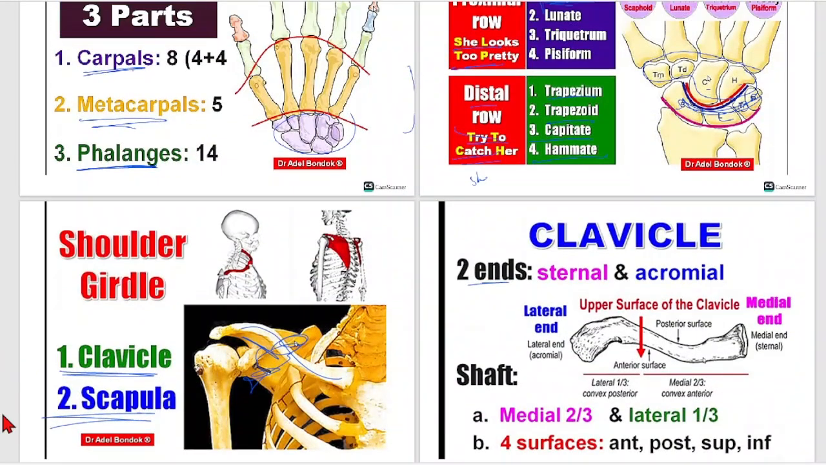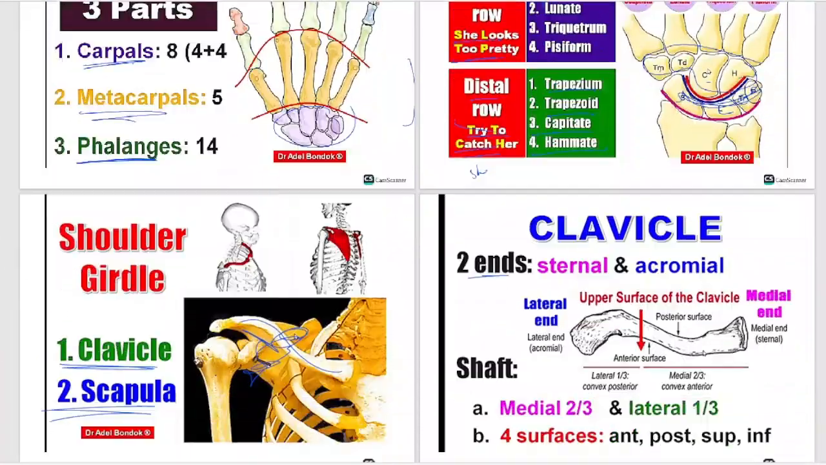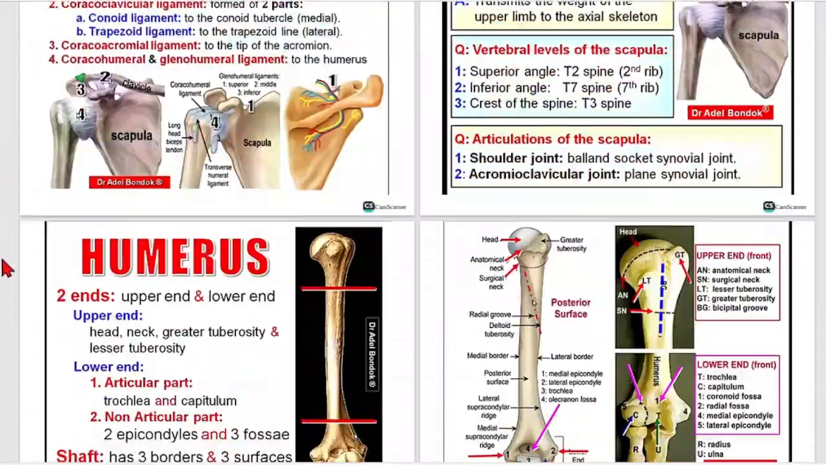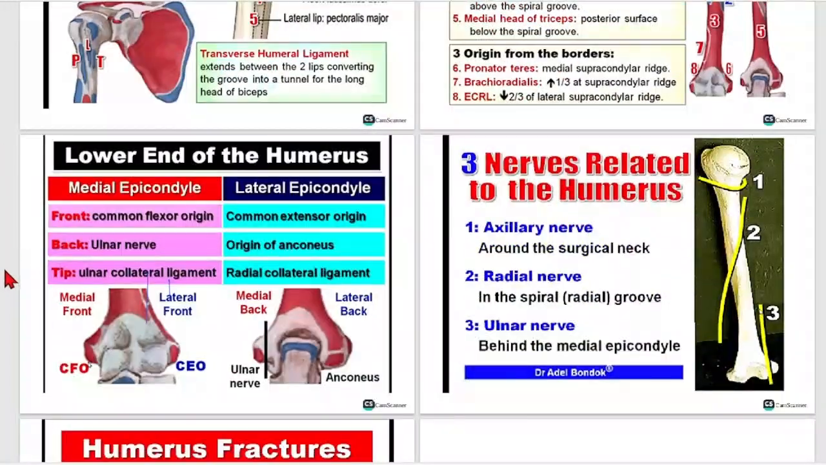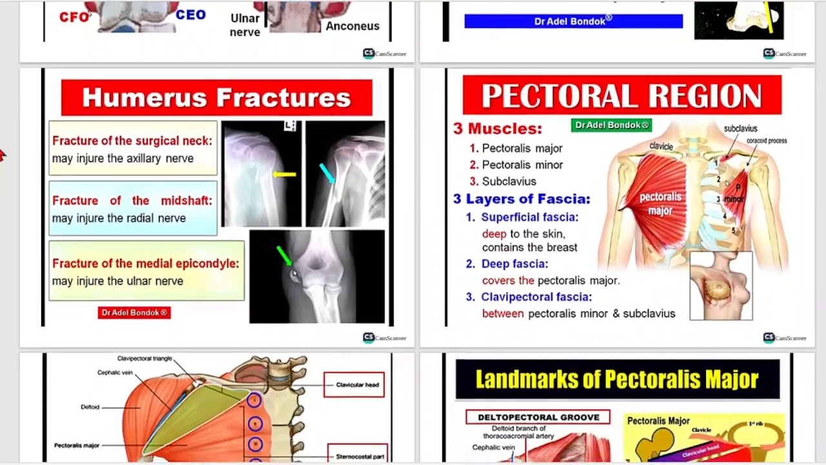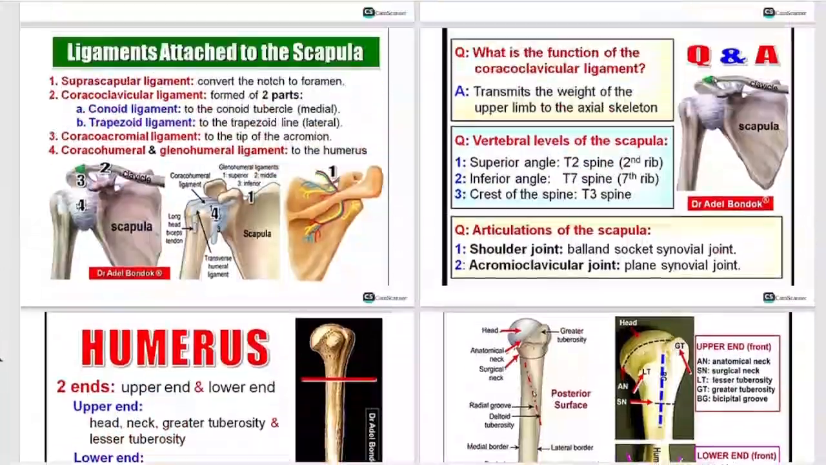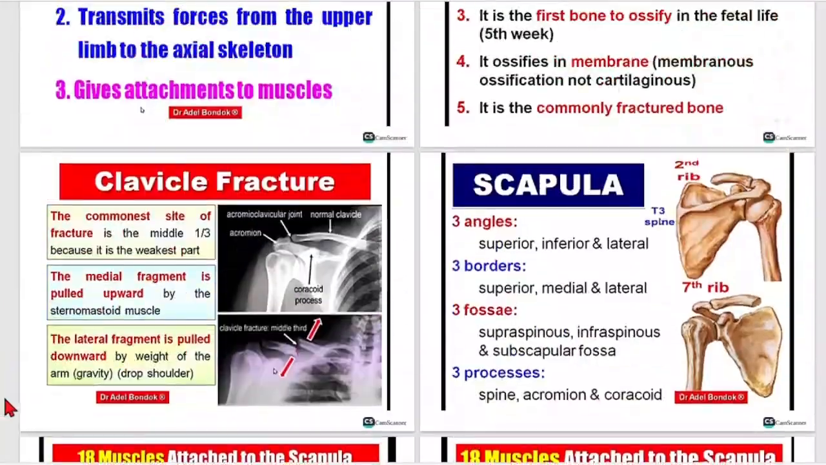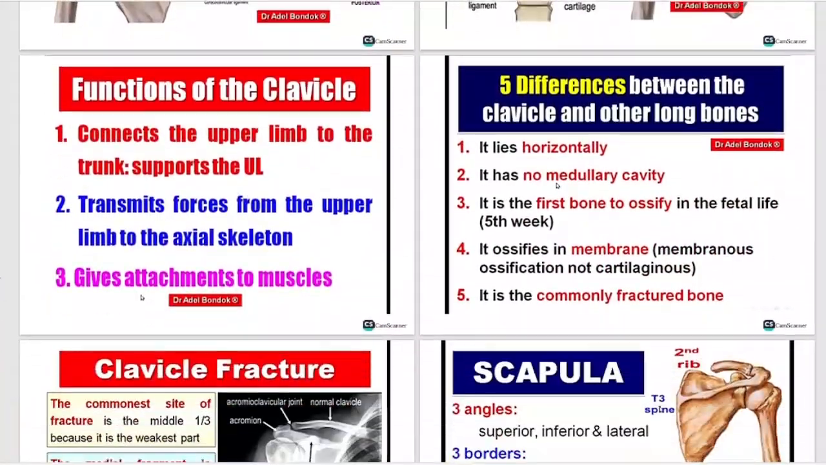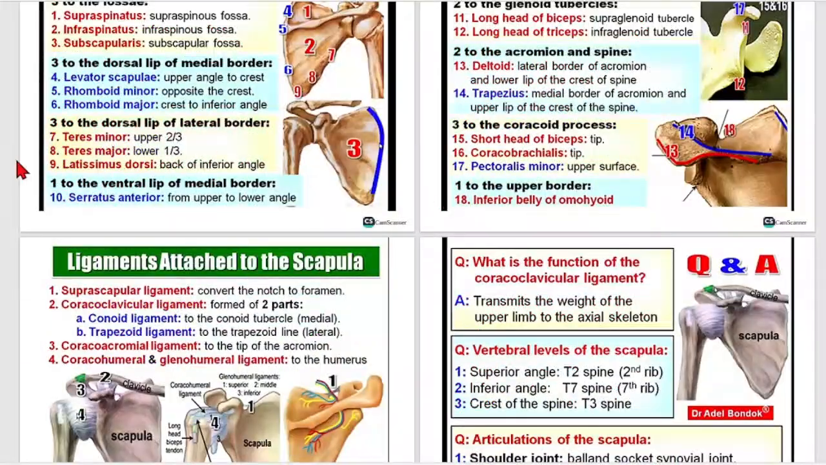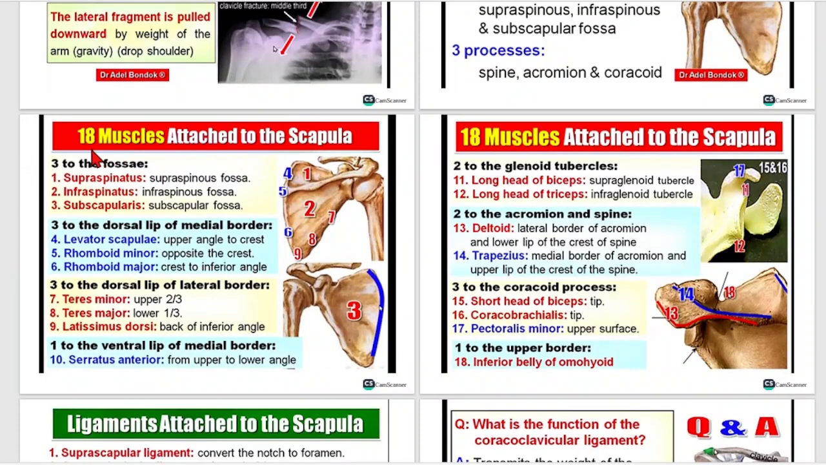Now again we will come here and tell about the shoulder girdle, and then fracture of the shoulder. This is actually the muscle. Now let's come here. The scapula is a triangle. We have already discussed it, but now the muscle attachments.